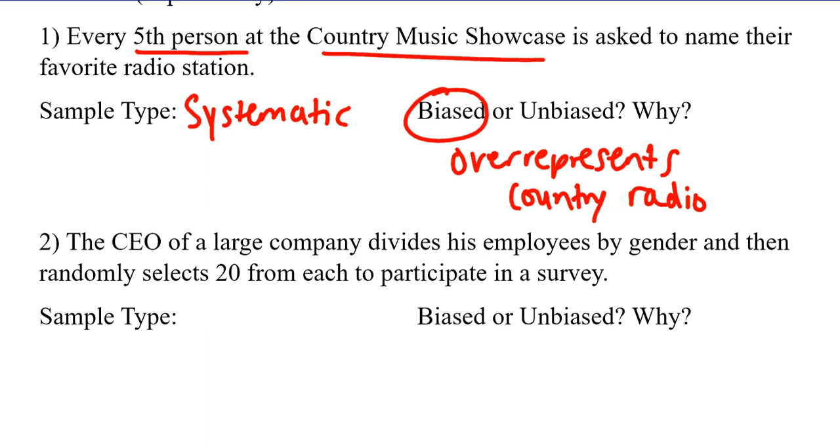The type of sampling here is where we first divide them into their groups, their layers. So this is a stratified sample. The reason they do that is because they want to hear an equal voice from males and females. And this would be unbiased.